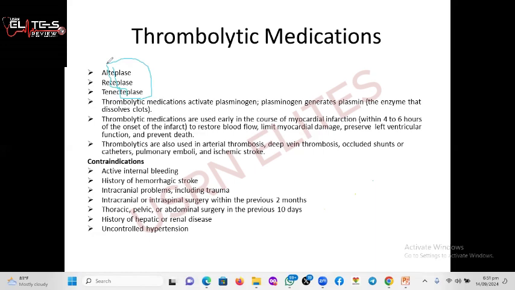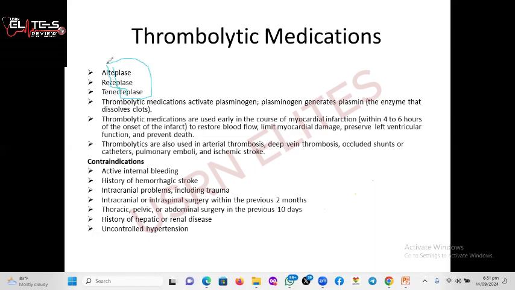So the timing is not from when the client reported to the hospital. You ask the client when they started experiencing the symptoms. And so you start counting the hours from when the client noticed the symptom, or you ask the family when they noticed the symptom. Then you start counting your hours from there. So between 4 to 6 hours, that is when you can give a thrombolytic for people with myocardial ischemia or myocardial infarction, and those with ischemic stroke.